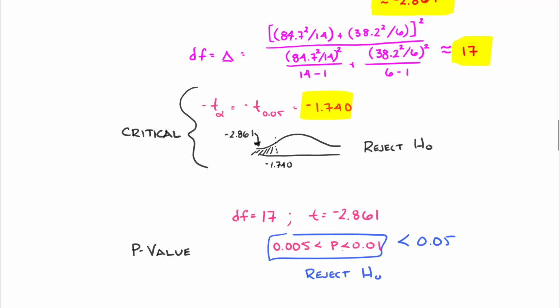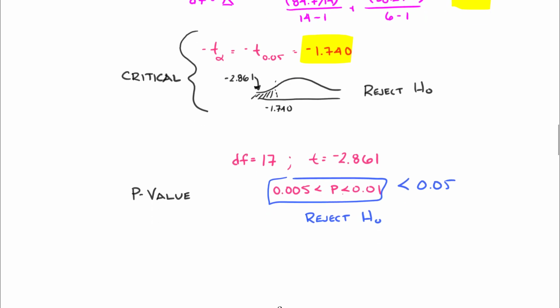So that's just a really quick rundown on how to do that. Again, the only thing new is how we compute the degrees of freedom, that delta variable that we introduced. The next thing that we want to do is conduct our confidence intervals and create those confidence intervals just like we have been.